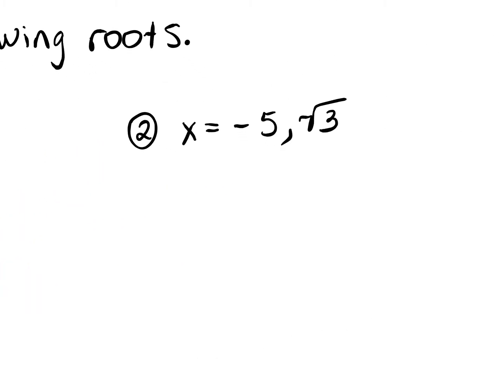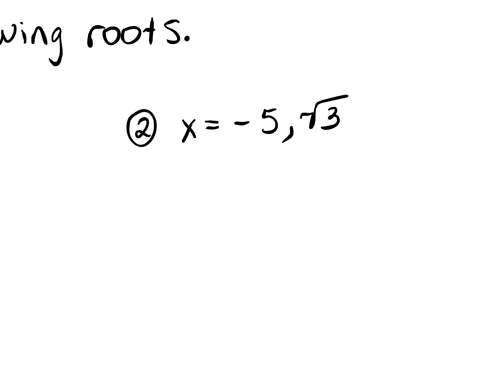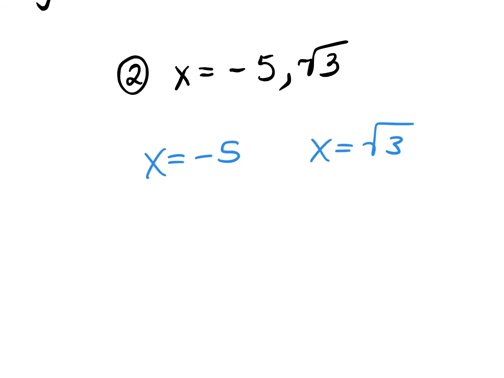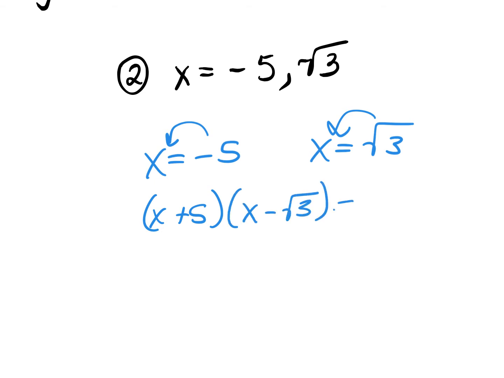How many zeros do you have here? Nope, just 2. They're both real, guys. You have x equals negative 5, and you have x equals what? The square root of 3. That's it. It's not plus or minus. They're just telling you it's the square root of 3. So when I move this over, it becomes x plus 5. When I move this over, it becomes x minus the square root of 3. And we set it equal to 0.